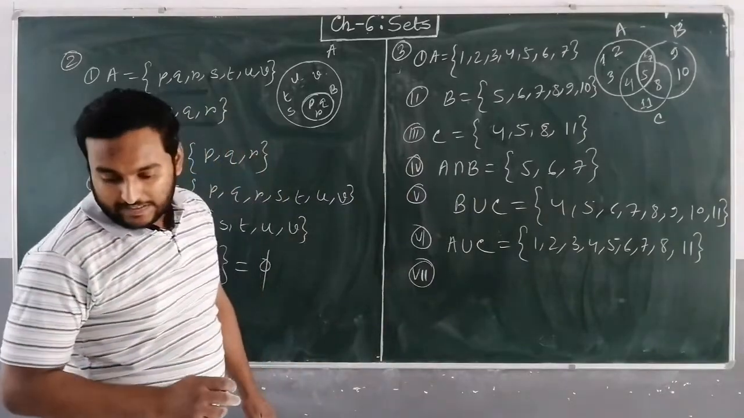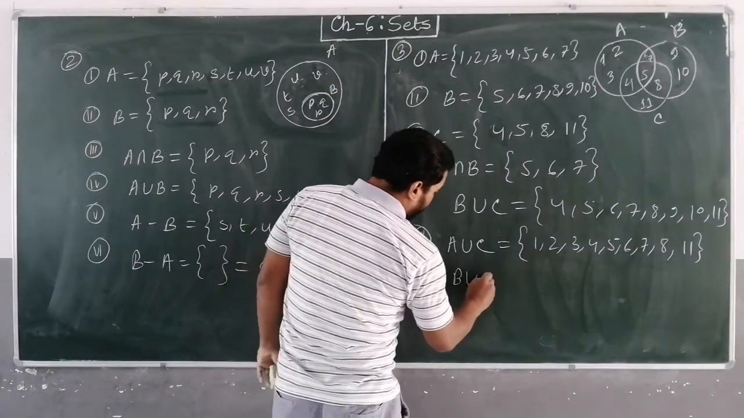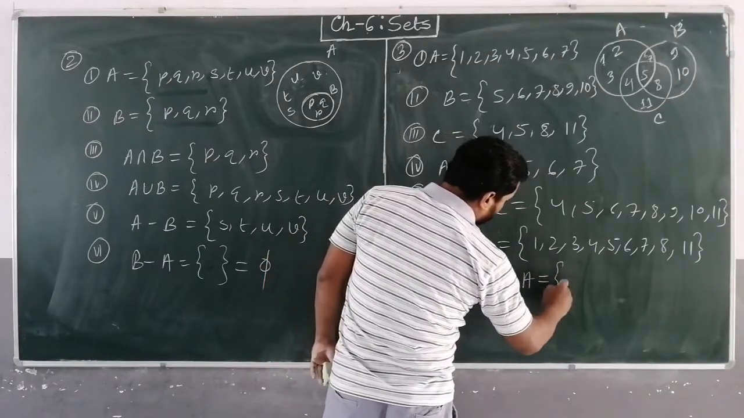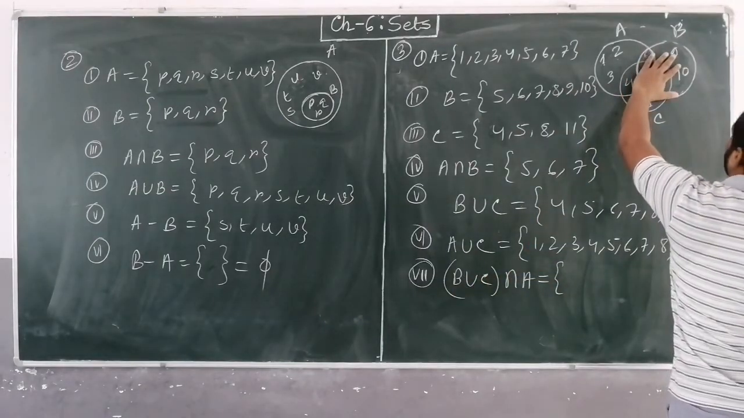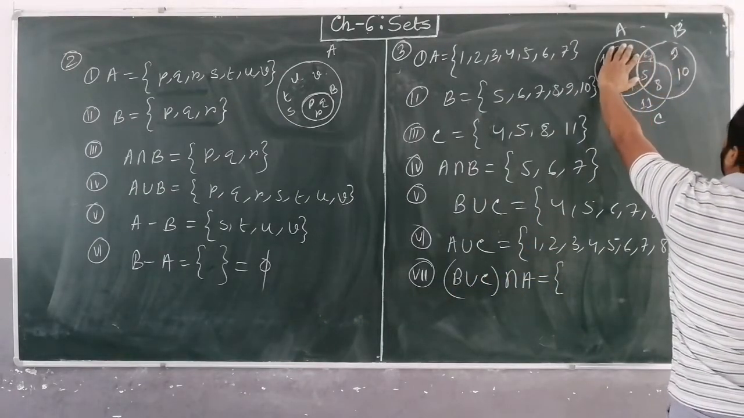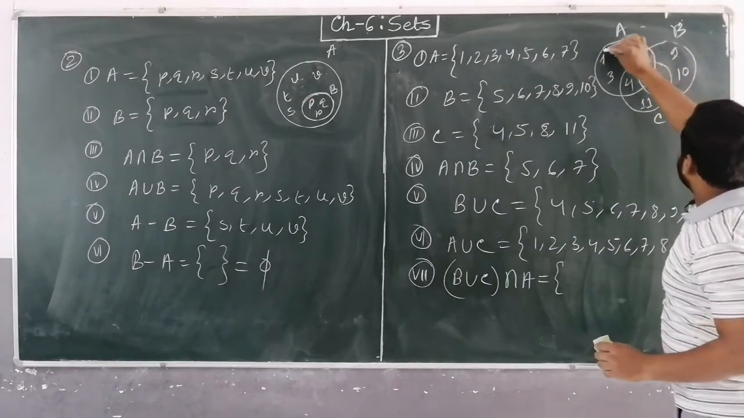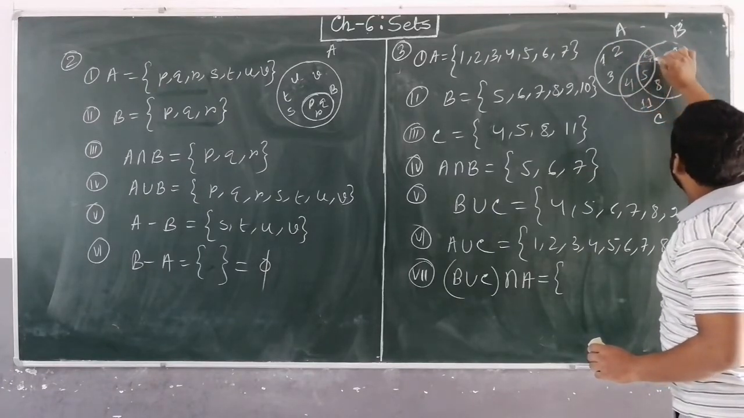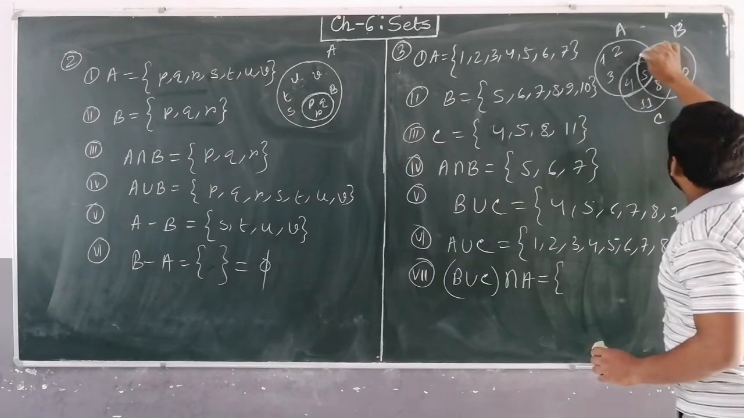Seventh part. Instead of B union C intersection A, B union C intersection A. Okay, B union C means this part, and intersection with A. So this whole part intersection with A, so this is the common part. This will be the common part. Okay, the part I am showing, that will be the common part.